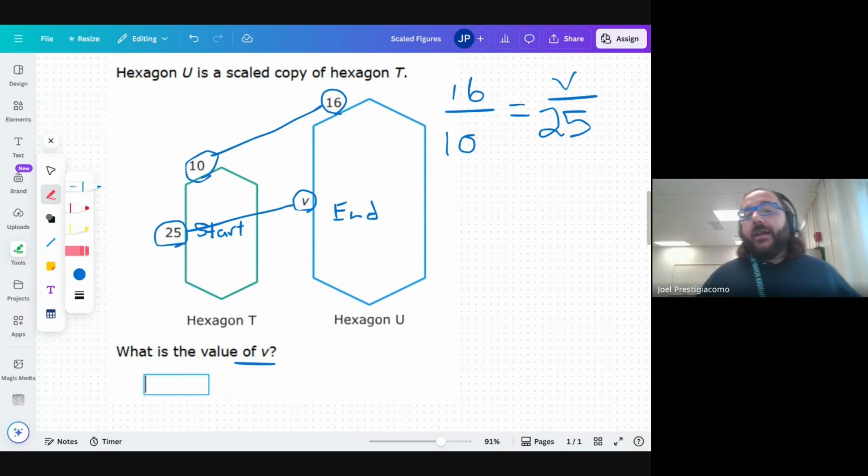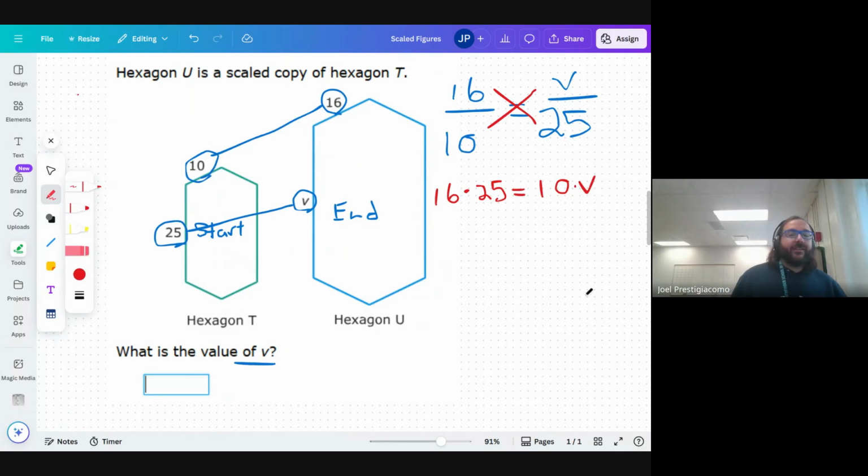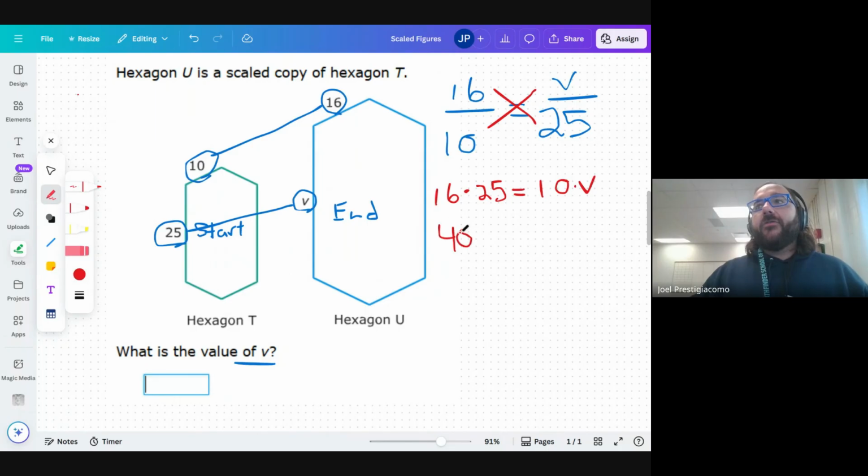So there's multiple different ways that we can think about this. The most straightforward way that is going to work in the widest number of situations is called cross multiplication. When we have two fractions that equal each other, we can cross through the equal sign and actually multiply these items. So we can get 16 times 25 is equal to 10 times V. This always has to work. This is basically a shortcut for finding common denominators. But again, this has to be true if the equation is true. 16 times 25 is 400. This is 10V. And then we can divide both sides by 10 and get V to be 40.